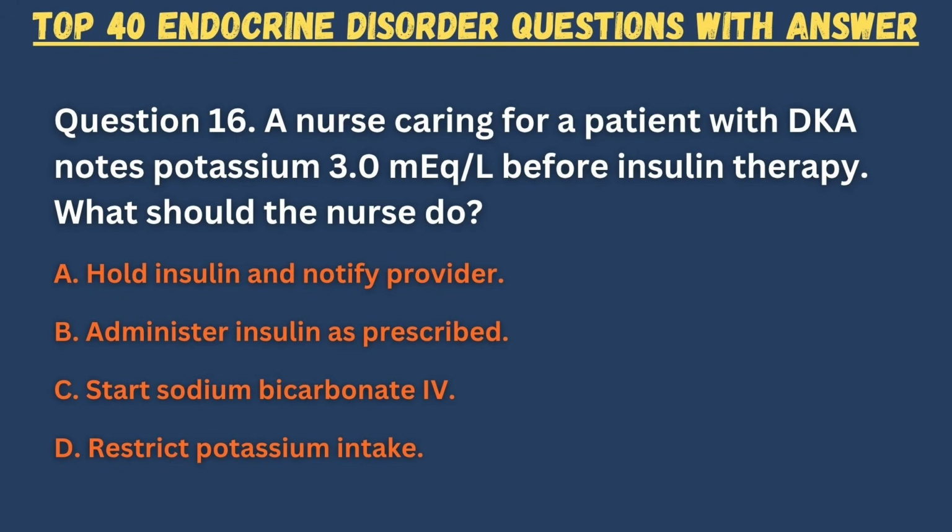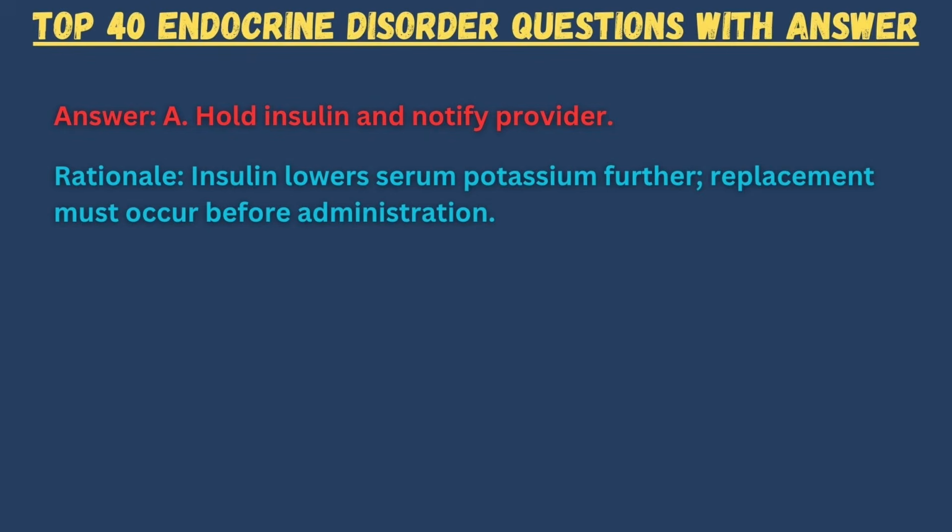Question 16. A nurse caring for a patient with DKA notes potassium 3.0 milliequivalents per liter before insulin therapy. What should the nurse do? A. Hold insulin and notify provider. B. Administer insulin as prescribed. C. Start sodium bicarbonate IV. D. Restrict potassium intake. Answer: A. Hold insulin and notify provider. Rationale: insulin lowers serum potassium further. Replacement must occur before administration.